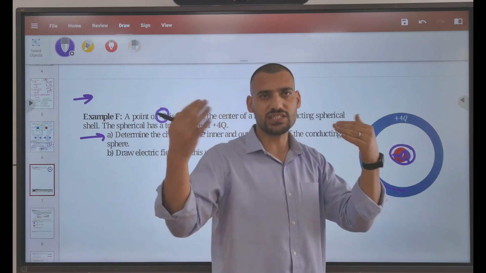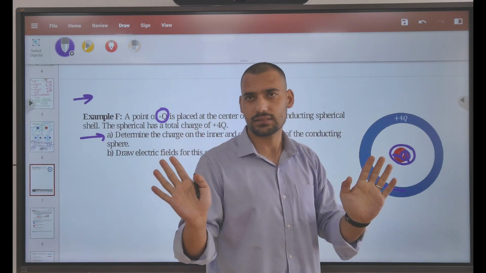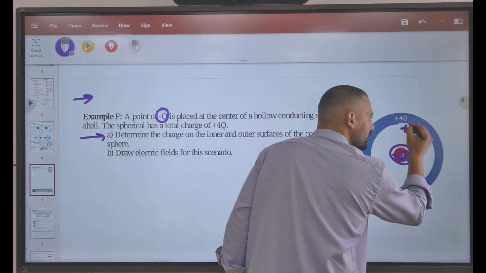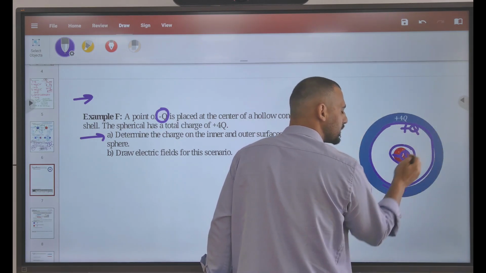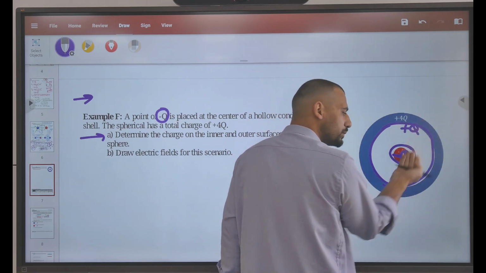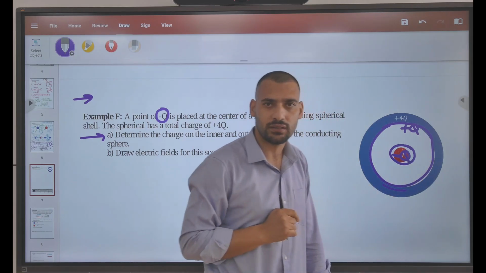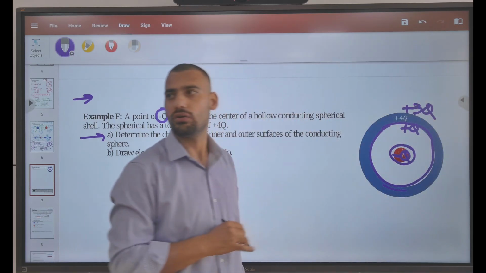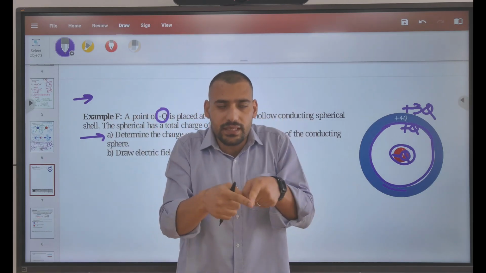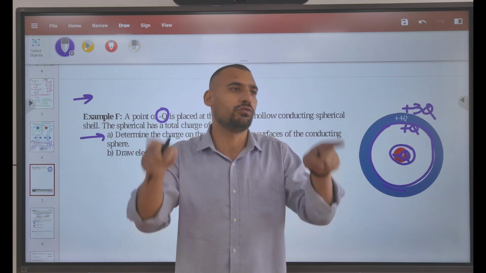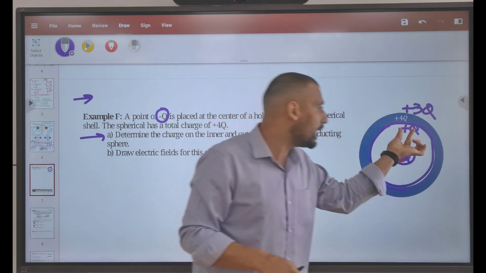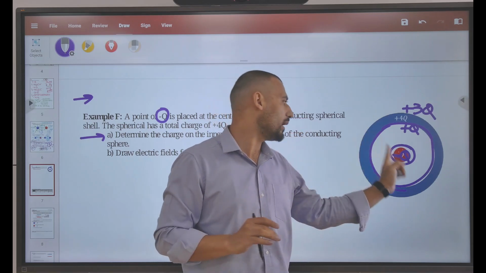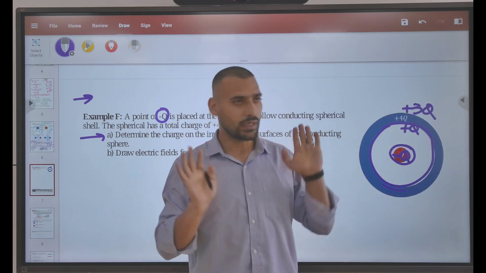Now out of this plus 4q, by the concept of electrostatics, by the concept of the force, plus q will be present on the inner surface, isn't it? Because it will get induced because of the inner charge, negative q. So the remaining plus 3q will go to the outer surface, isn't it? And that plus 3q will be present uniformly all over the surface. And my plus q which is present on the inner side will also be present uniformly. And minus q is present at the center. Now this is the first concept.